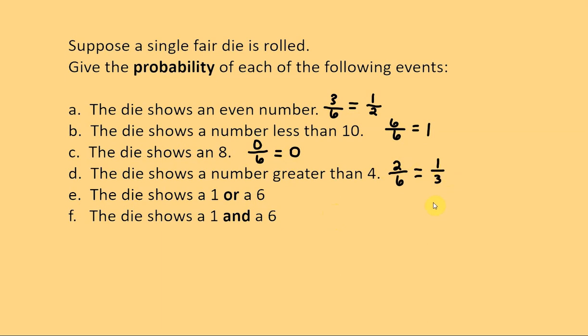The die shows a 1 or a 6. So it could be a 1 or a 6. That's 2 different possibilities out of 6 sides. So again, that would reduce to 1/3. And the die shows a 1 and a 6. Well, there is no side that has both a 1 and a 6 on it. So that's a 0 out of 6, which would be 0.